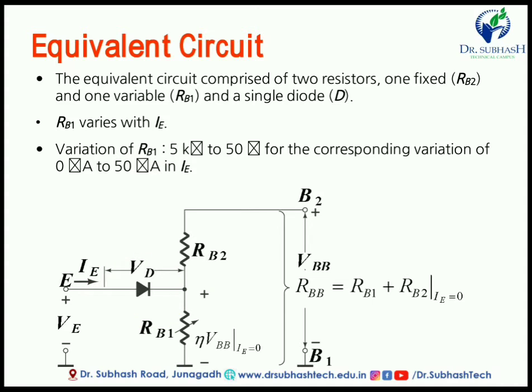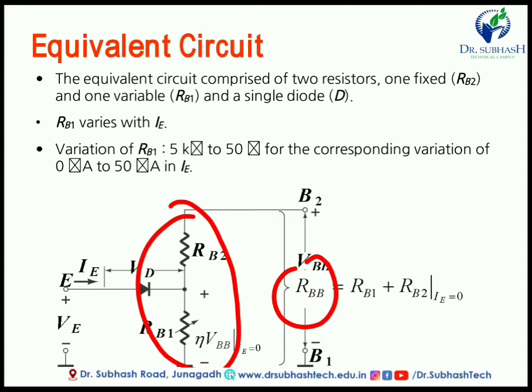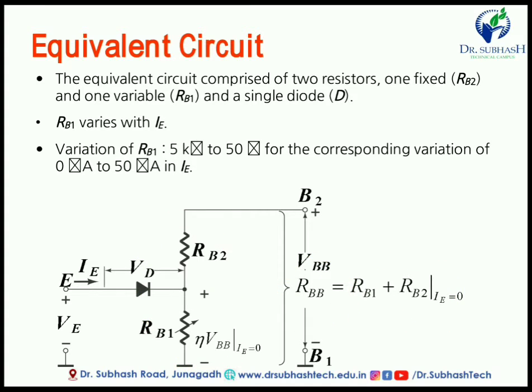Now the resistance between B1 and B2, the total resistance, is RBB, and RBB is equal to RB1 plus RB2 whenever the current is 0, meaning the UJT is in the off state. At that time the current is 0 and the total resistance between B1 and B2 is RB1 plus RB2.